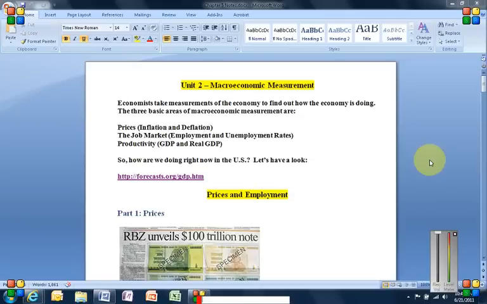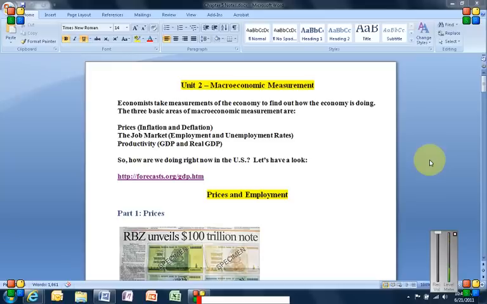So now we're going to begin Unit 2. And Unit 2 focuses on macroeconomic measurement. This is where we officially get into our main focal point for the semester, macroeconomics. Not to say that we'll never discuss microeconomics again, but most of our focus is going to be on the macro level. And when it comes to measurement, economists take measurements of the economy to figure out how the economy is doing. There are three basic areas of measurement that they focus on.